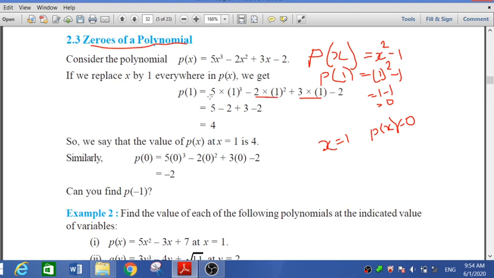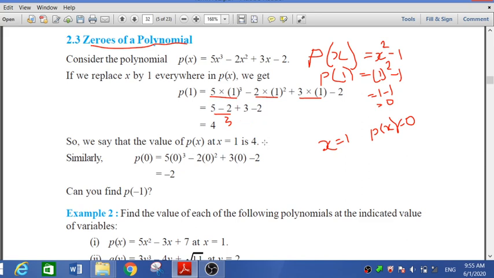First of all you have to simplify this. So 5 into 1, 5. 2 into 1, 2. 3 into 1, 3 and minus 2. Now 5 minus 2, that is 3. And 3 plus 3 minus 2, that is 4. So here we can say if we put a value of x equal to 1, we get p of x equal to 4. So again we can say it is not a zero of polynomial. We can say zero of polynomial only if we get the answer 0.